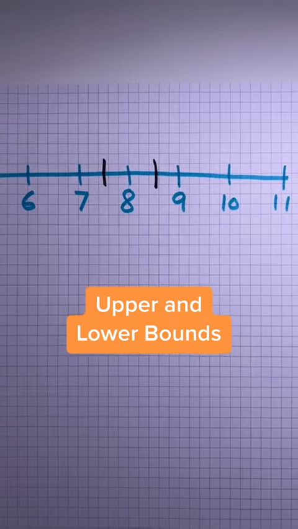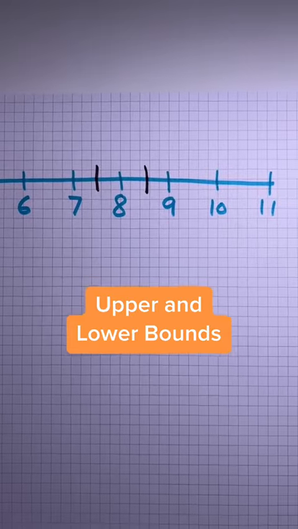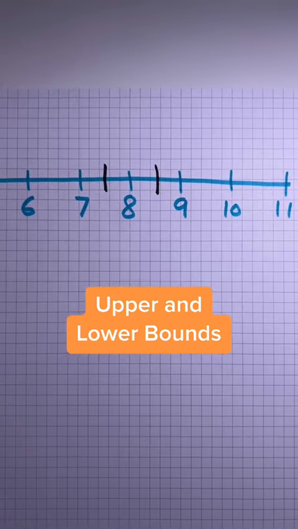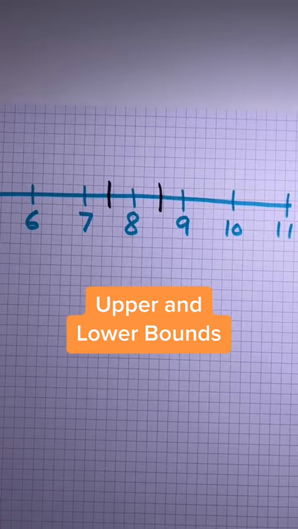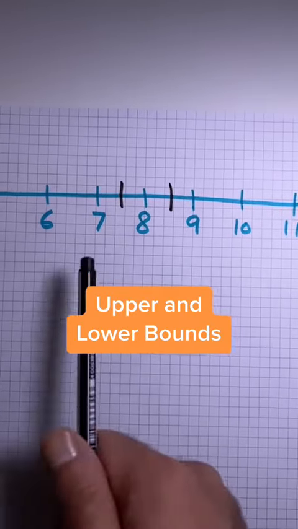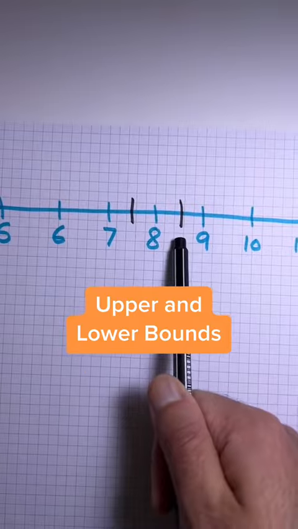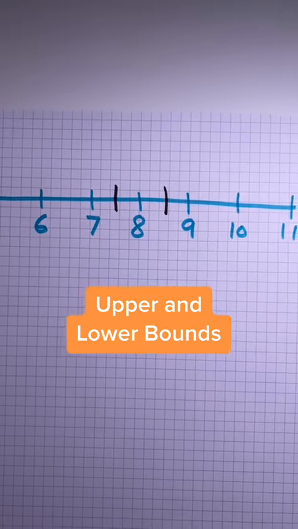So if somebody tells you that a number has been rounded to the nearest whole number and the answer was 8, and they ask you what the upper and lower bounds are, what they mean is: what is the lowest number it could have been and what is the highest number it could have been? That's it. That's what upper and lower bounds are.